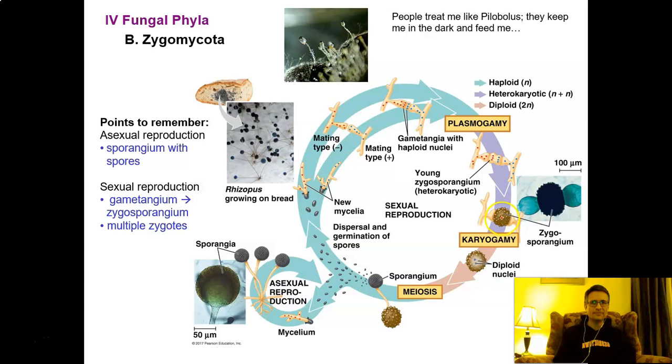Then once we have our zygotes, they're going to undergo meiosis. So in this case we have three zygotes, they're undergoing meiosis. One of them will germinate to produce a sporangium that again releases spores, and our life cycle is now complete. If you want to think of examples of zygomycetes, you probably have seen these. A very common zygomycete would be bread mold.